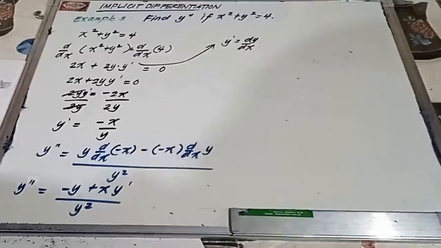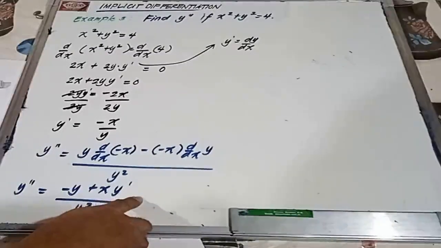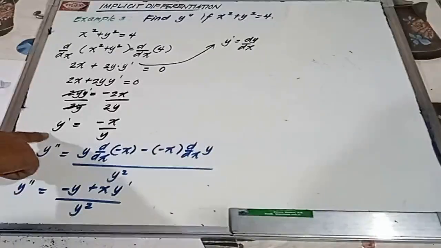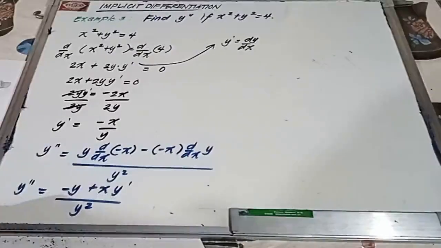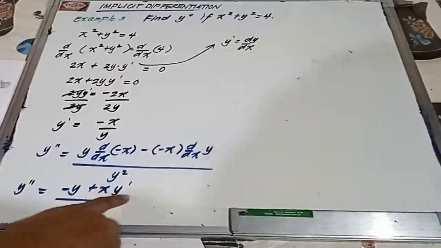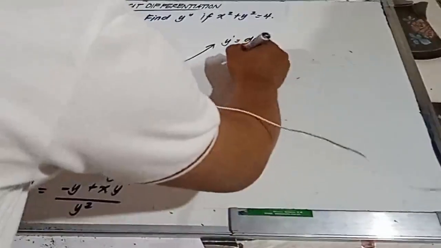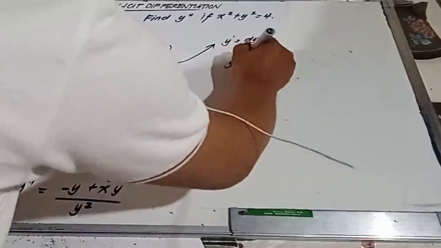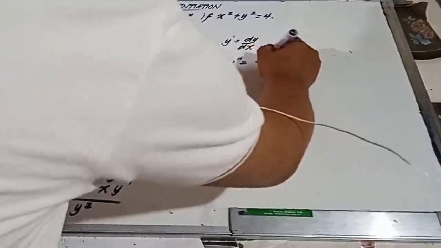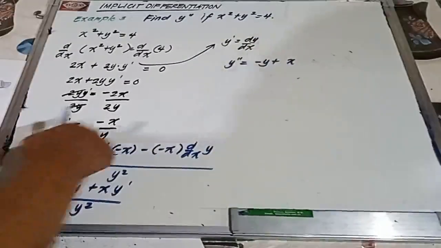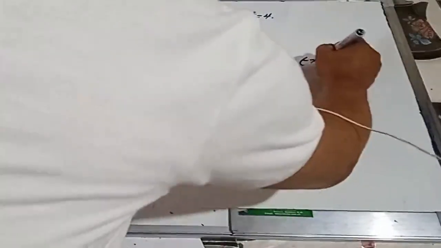Now, may double prime, second derivative. This is d squared y over dx squared. This is dy over dx. So, kailangan natin ma-solve si second derivative. But we all know that y prime here is negative x over y. Okay? So, substitute natin si y prime, negative x over y. So, we have y double prime, or the second derivative, is equal to negative y plus x, and y prime is negative x over y.